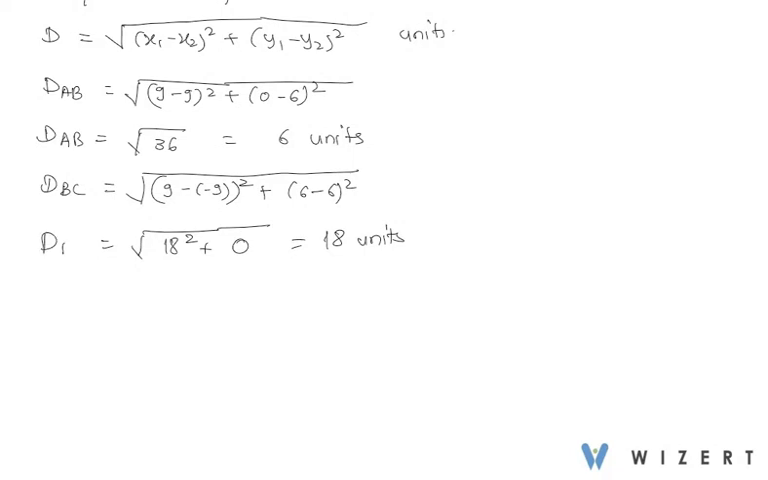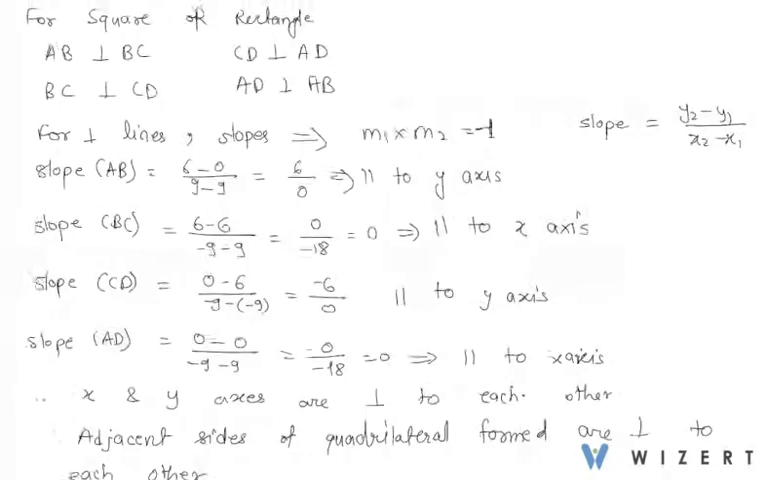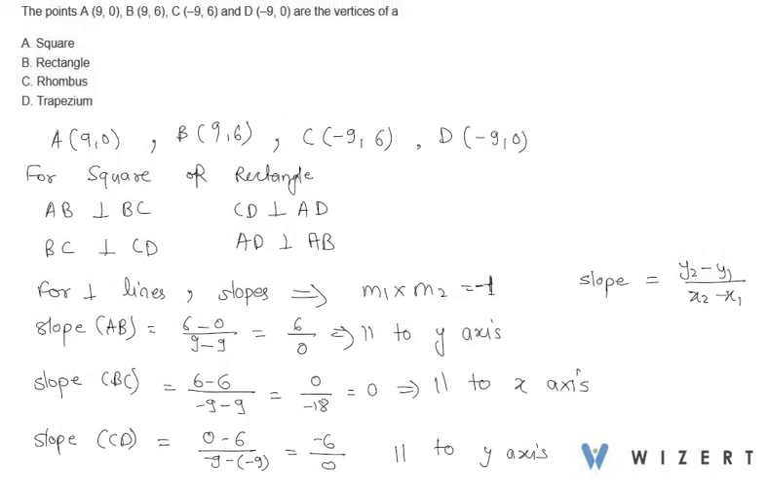So this clearly proves adjacent sides are not equal. This means the given quadrilateral is a rectangle. Let's see what the options are. Yes, the answer is option B, a rectangle.